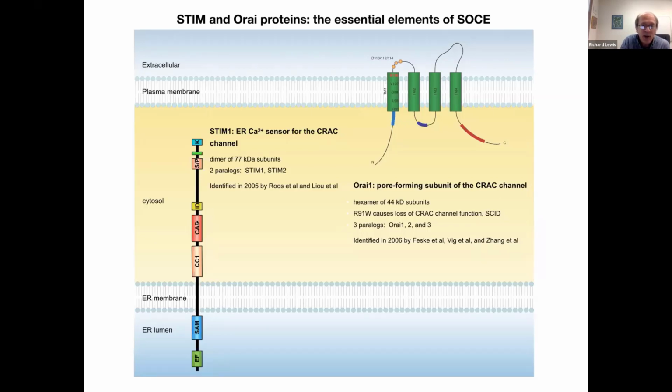The CAD domain, or CRAC activation domain, of STIM1 binds to the ORAI proteins in the plasma membrane that make up the CRAC channel and causes them to open. This CAD domain is sequestered in the resting state by a coiled-coil 1 domain, or CC1 domain. But after store depletion, STIM changes its conformation, releasing CAD and allowing it to interact with the CRAC channel. STIM1 and ORAI1 are the main isoforms found in human T cells, but there are others that are important in other cells and under different conditions, and I'll talk about this later.